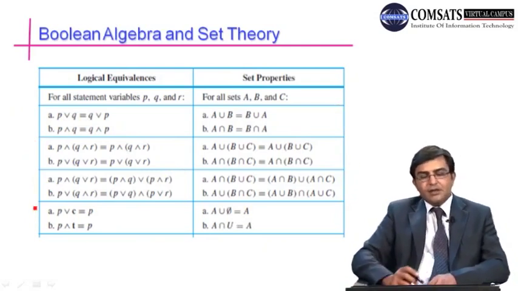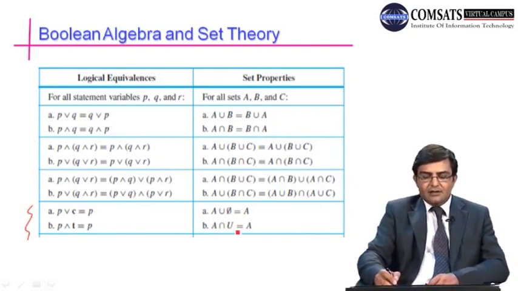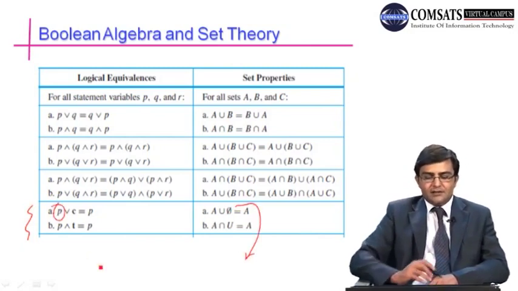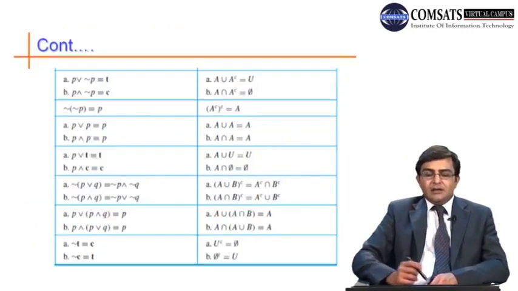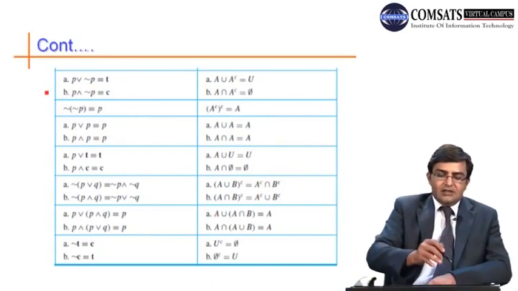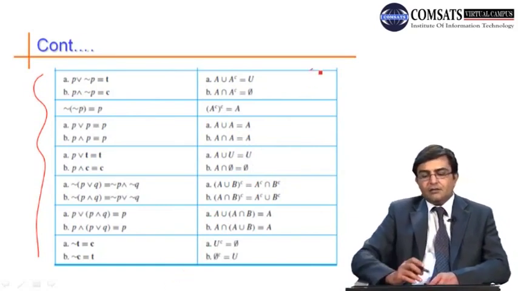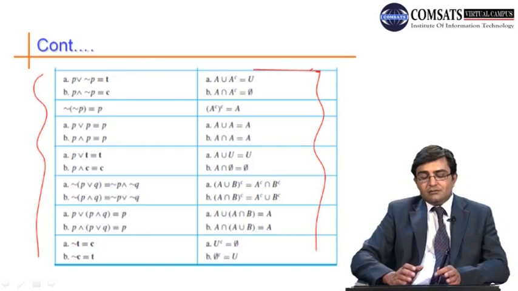Here we have this law: P or C is equal to P, where C is the contradiction. Here, in place of contradiction we have the empty set, and in place of proposition we have a set. So all these properties, the other properties are also comparable. These are properties for the propositions which we have studied in logic, and these are the properties for the set. Actually, these properties have the same meanings in logic and in sets, but the context is different.